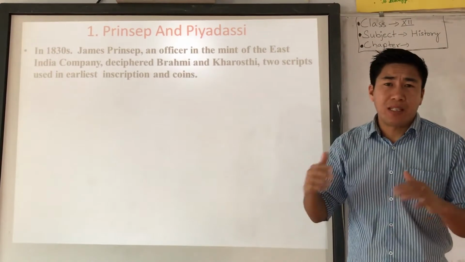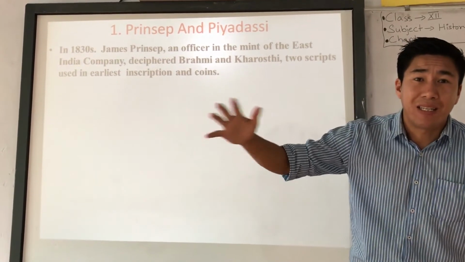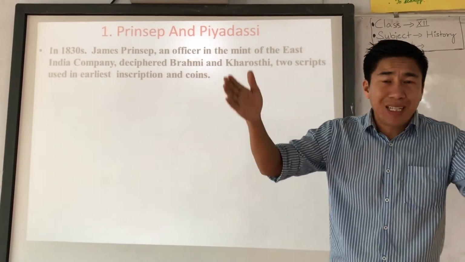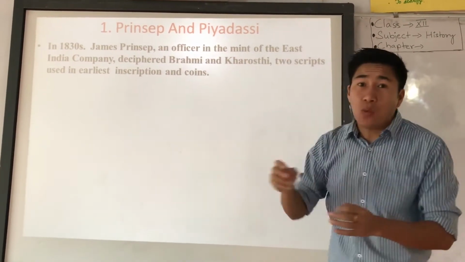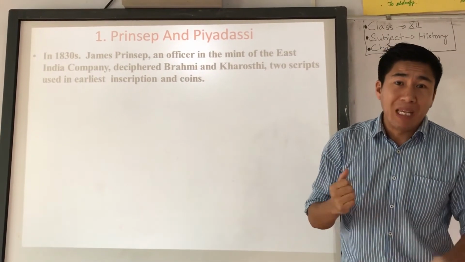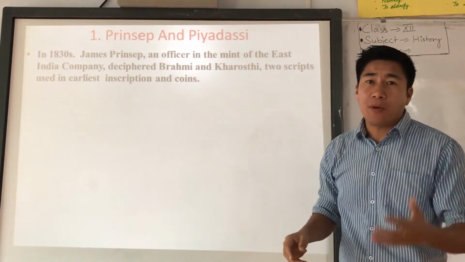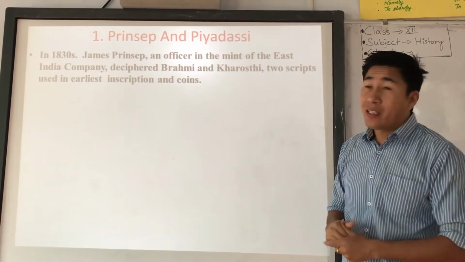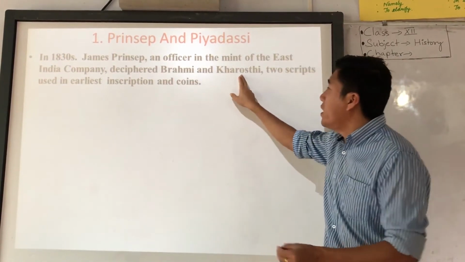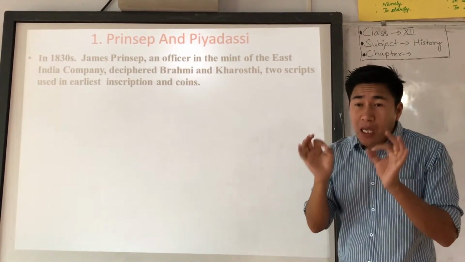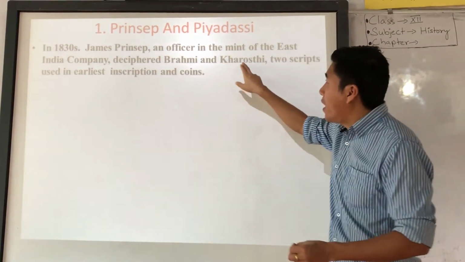First, in 1830s, now see, it's a very interesting story that you need to know about. When I put S behind the year, that means around this decade, right? James Princeship, an officer in the mint, where the coins were made, was an officer of the East India Company. They are a business company, they came to India in the 16th century, I'm sorry. So what he did, he deciphered, means he was able to read Brahmi and Kharosthi, two scripts used in early inscriptions and coins. His most important work is that he was able to read these two ancient scripts, Brahmi and Kharosthi.